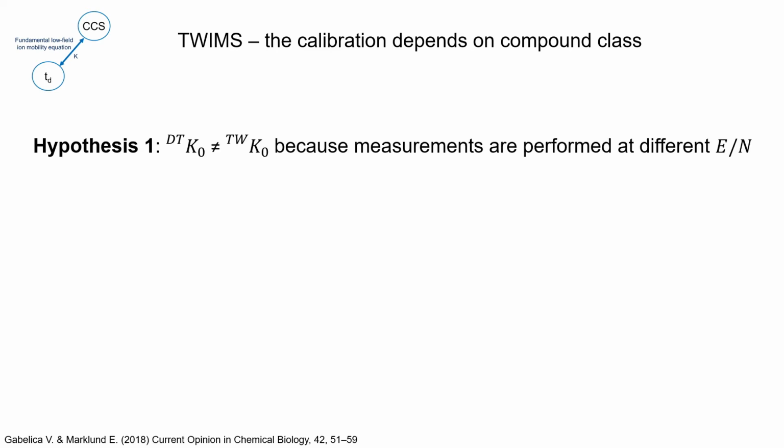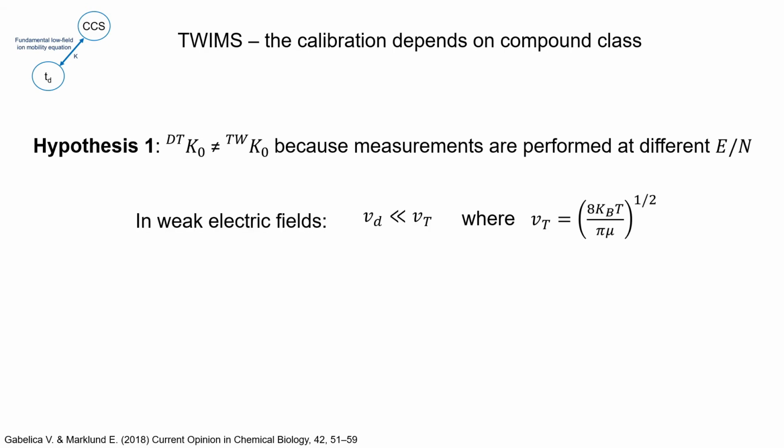The first hypothesis is that maybe the reduced mobility in traveling wave is different from the reduced mobility in drift tube, because in traveling wave we might not be in the low field limit. We have seen in the first video that we can consider to be working under weak electric fields if the drift velocity is small compared to the thermal velocity, which is the zero field average relative ion neutral speed.